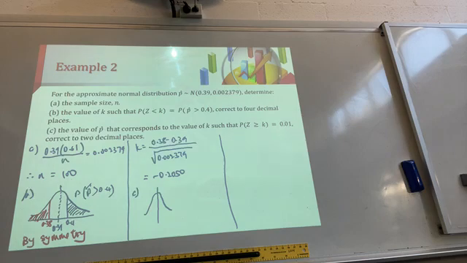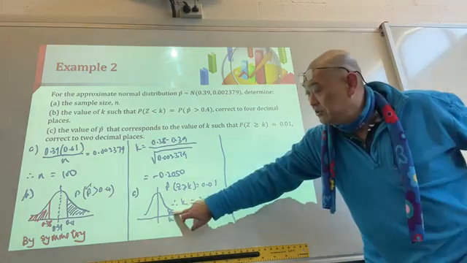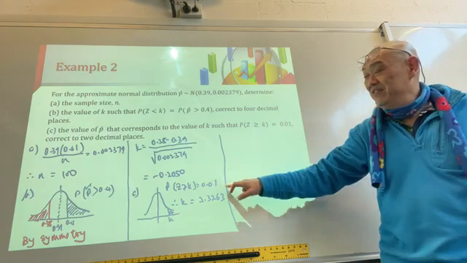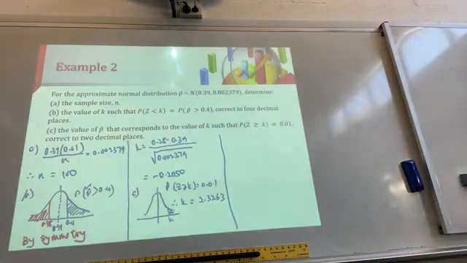And part C, the value of p hat that corresponds to the value of k, such that the probability of z greater than or equal to k equals 0.01. All right? So greater than or equal to k equals 0.01 is this little bit here. So you have to use your calculator. Remember how to use it? You need to use your calculator to find your k. So it's the right tail, from k to infinity. So you could work out k. Once you work out k, you should be able to work out what p hat is.